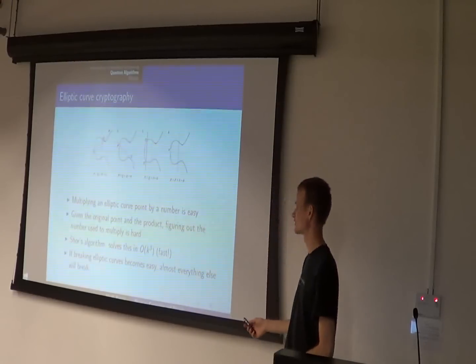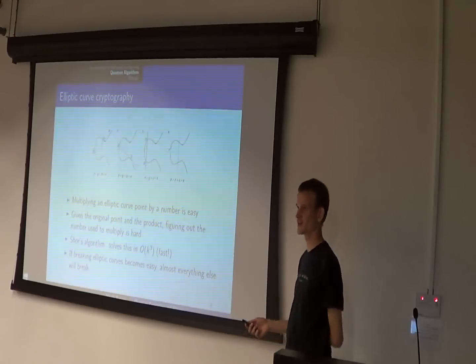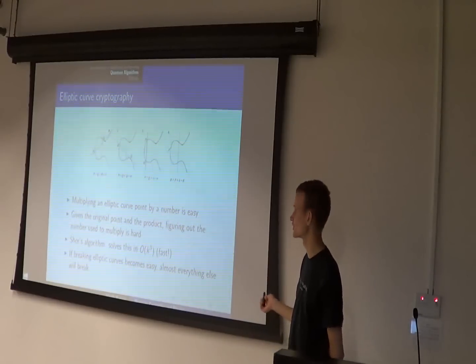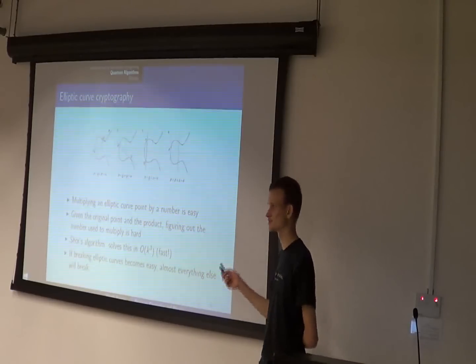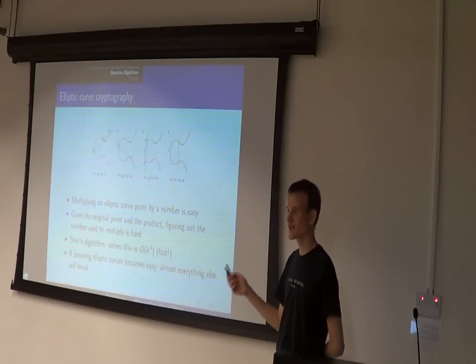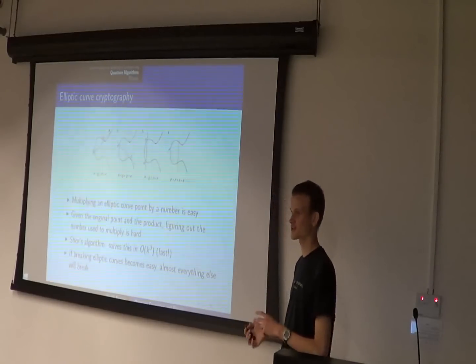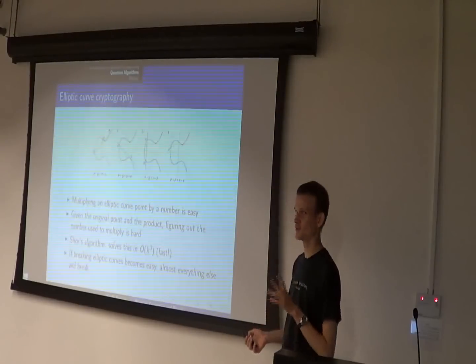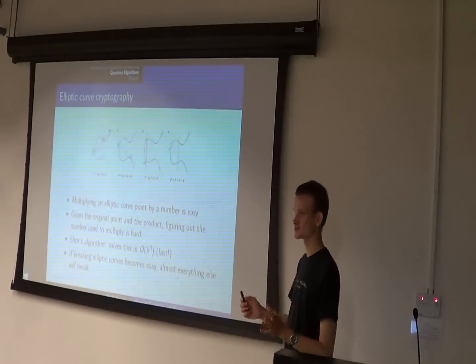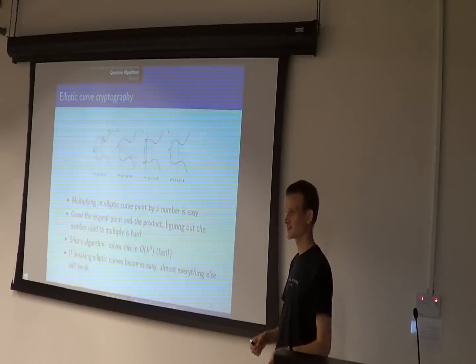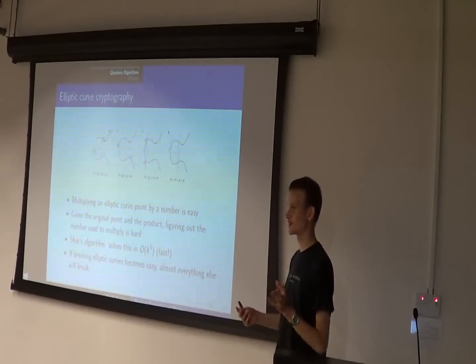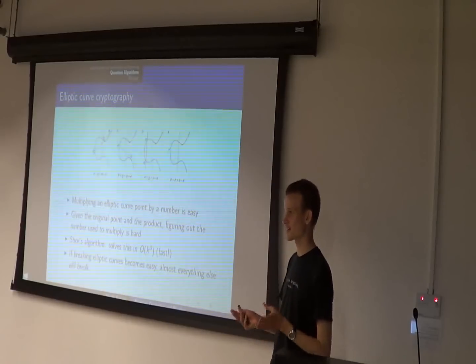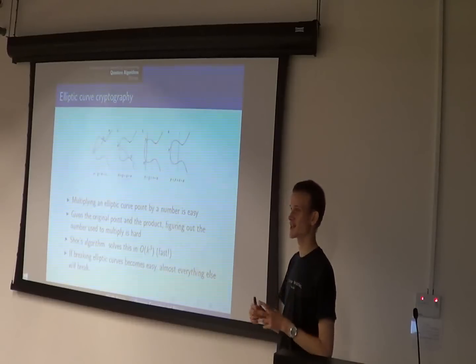Elliptic curve cryptography is another, more modern version of public key cryptography. Why did people start thinking about it? Because of these algorithms that I mentioned, the general number field sieve. It still takes a long time, but the problem is that the general number field sieve doesn't make RSA impossible, but it does make it somewhat uncomfortable.